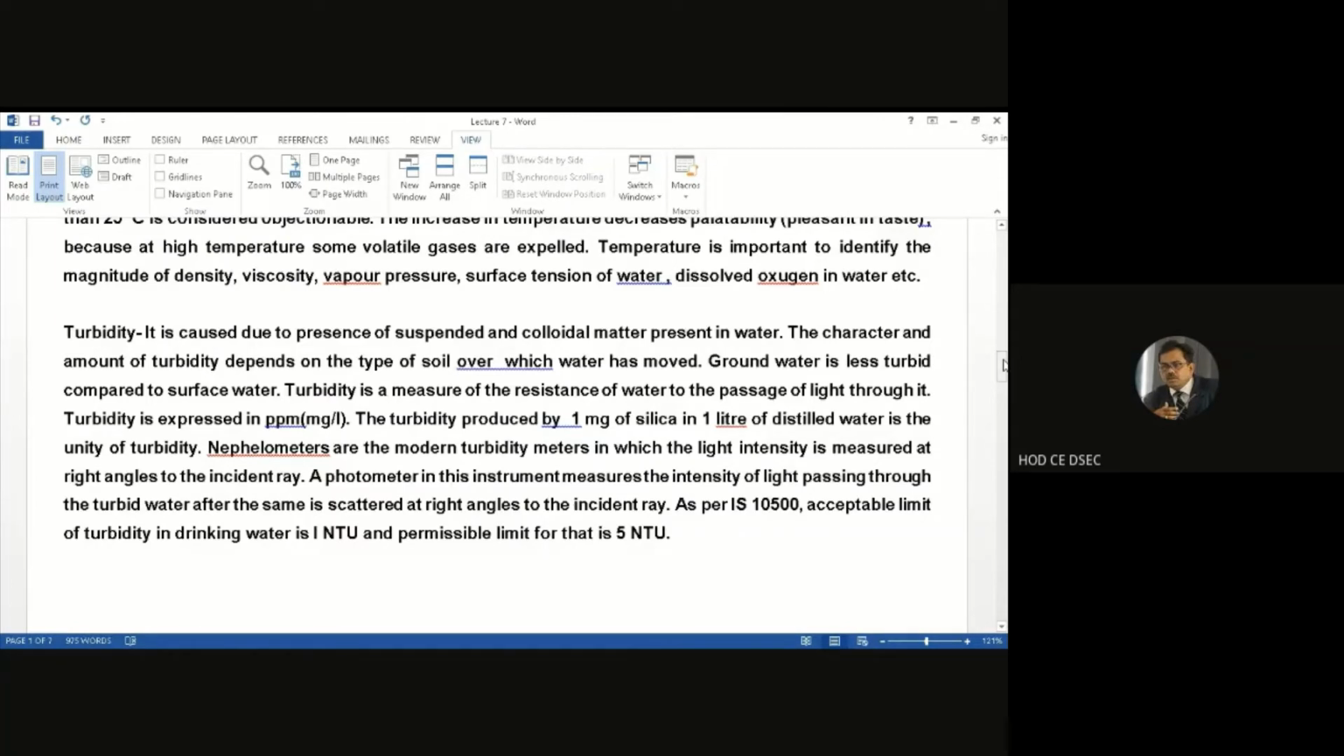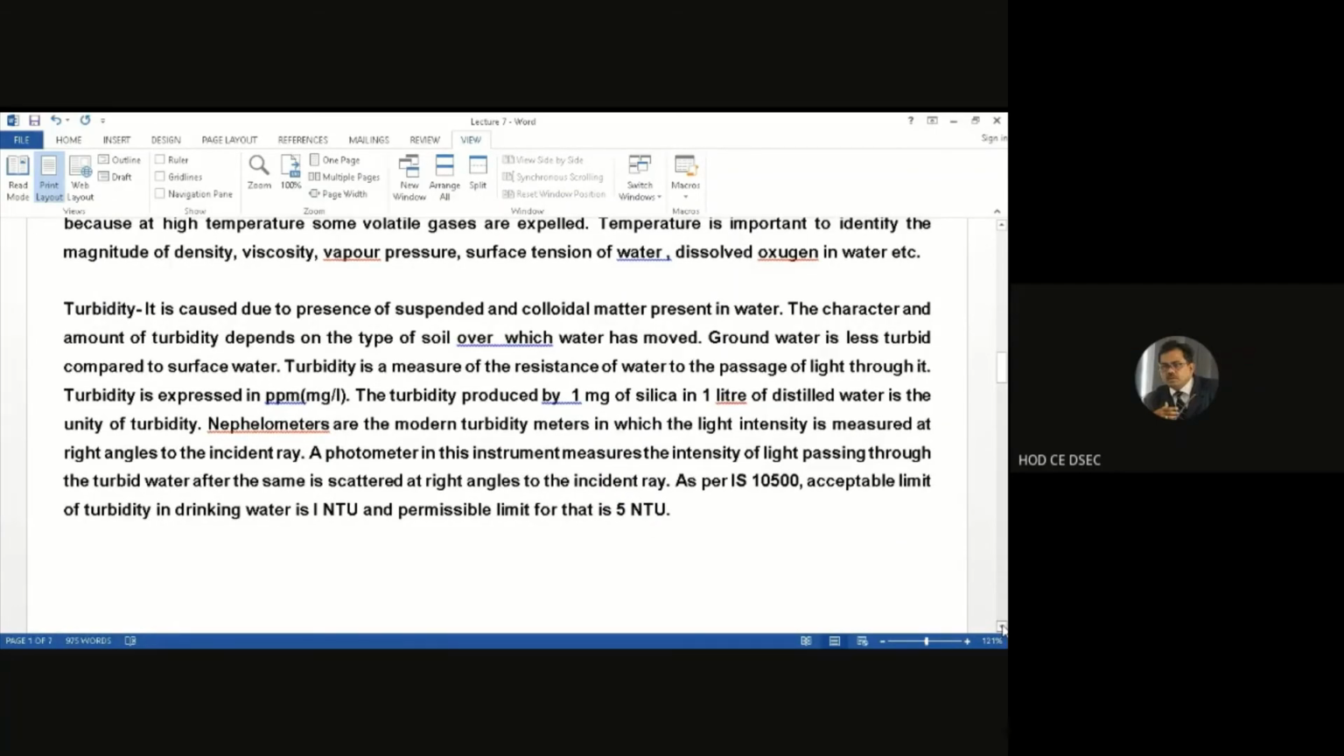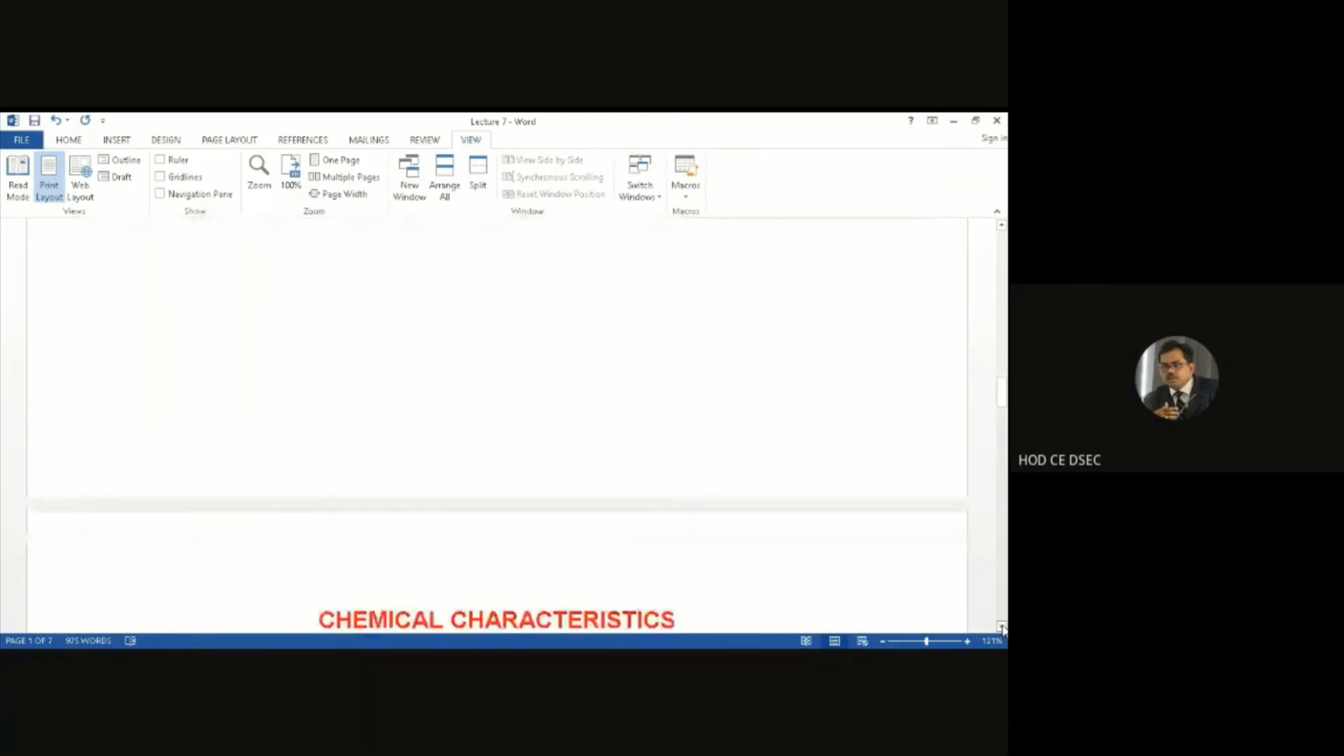Earlier it was JTU, Jackson turbidity unit. Nowadays, in our modern science, we use the nephelometric turbidity meter, and the units are expressed in nephelometric turbidity units.